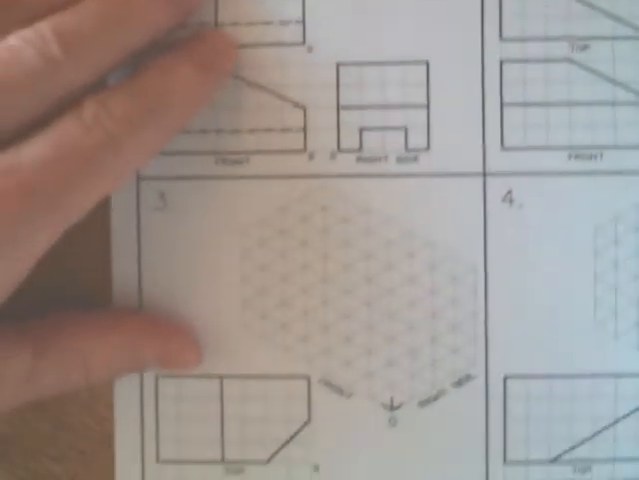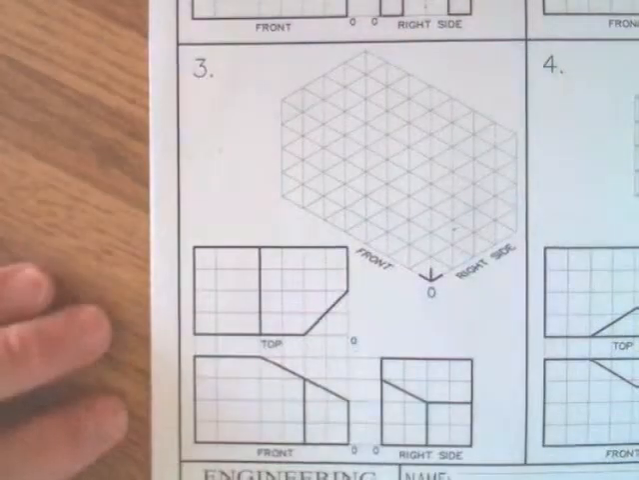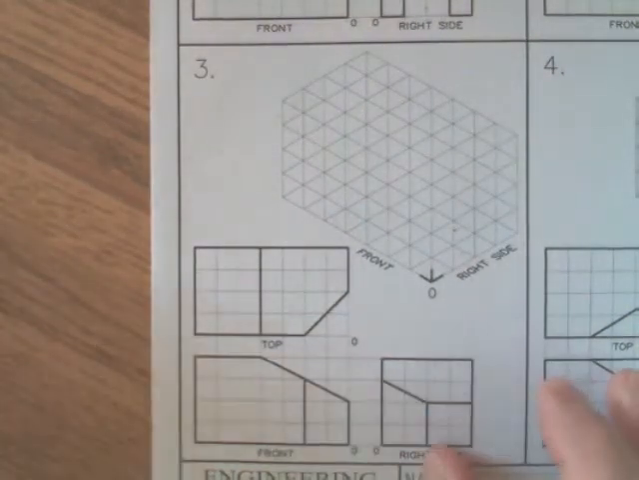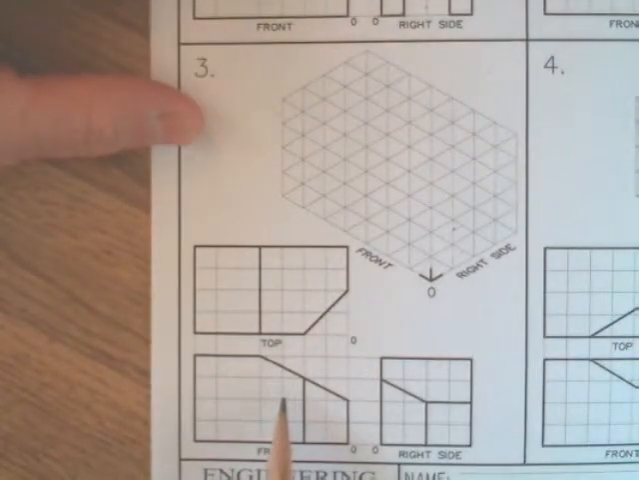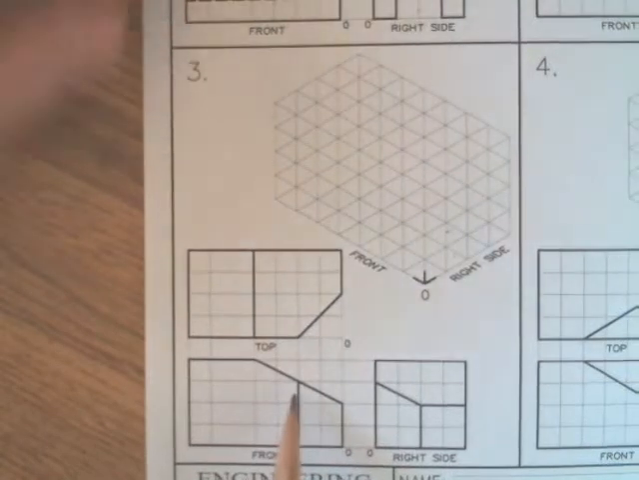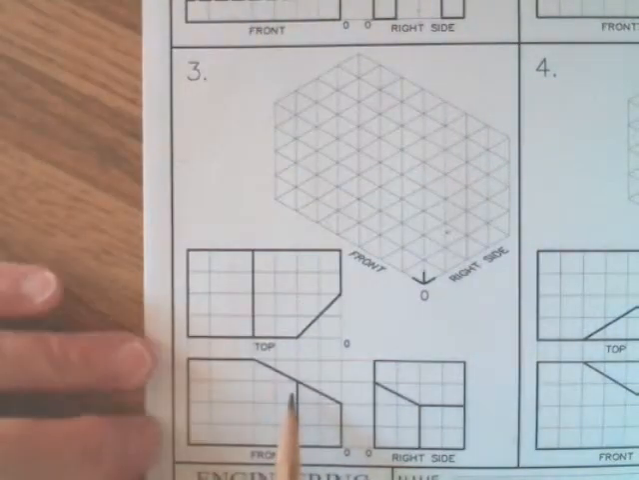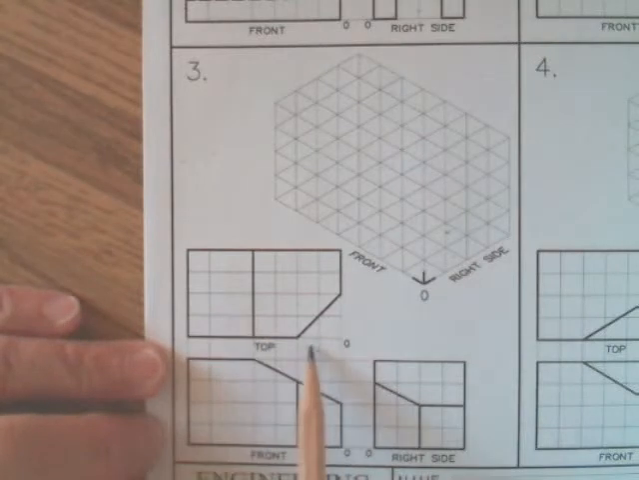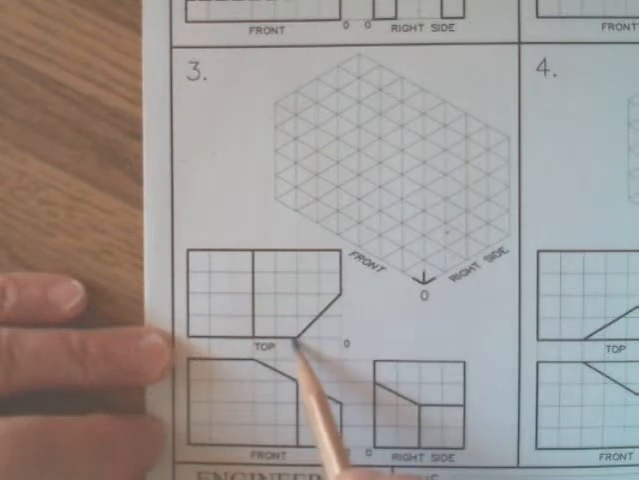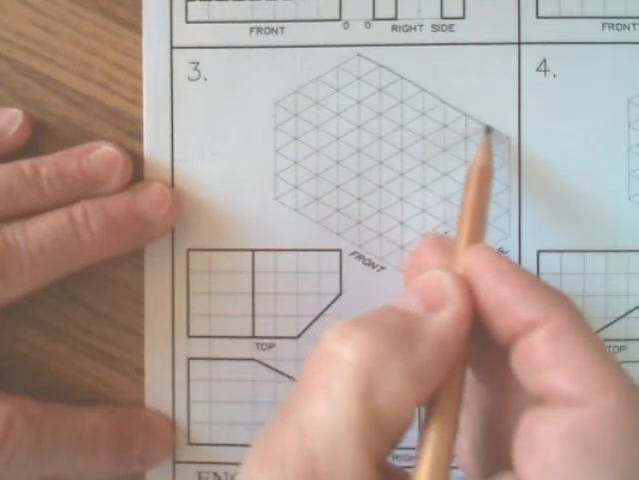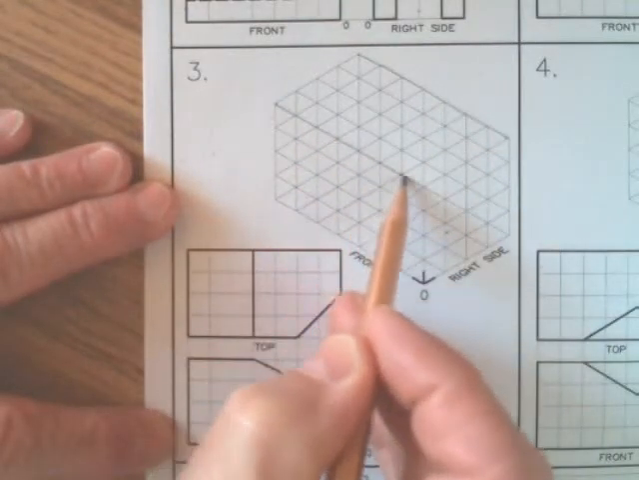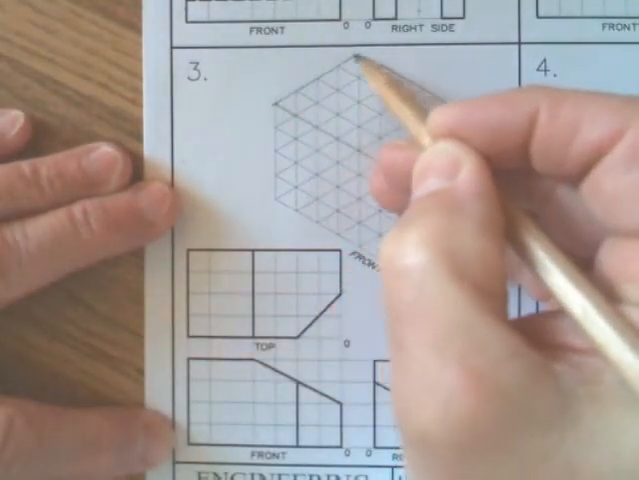I'm going to move down the sheet to problem 3, and I'm going to approach it like I did problem 2. I'm going to say that I have a rectangular box. In the front view I see an inclined cut, and in the top view I see an inclined cut. So I'm going to start with just my box so that I can get my general shape. Then I'm going to make my cuts.